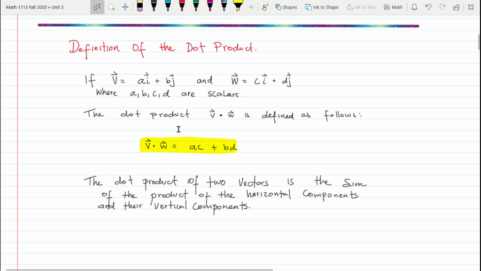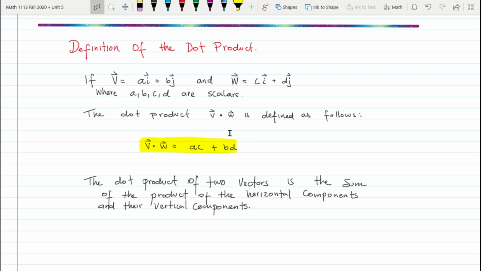So the dot product is represented like this: v dot w. This is not a multiplication. It's not v times w. I know we're used to writing the product between two things with a dot in the middle, but this one is a little bit of a thicker dot, a little bit darker, wider. So try to keep that in mind.